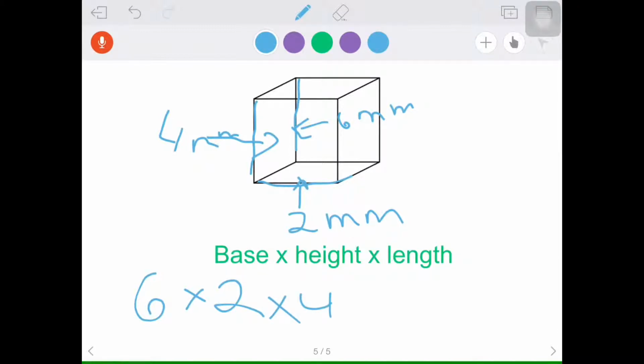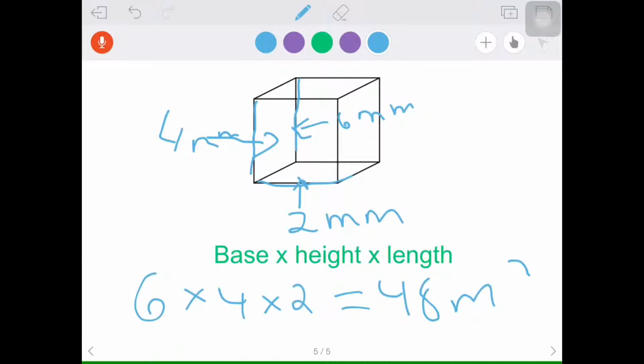If you want to break it up, you can break it up, but I'm not going to break them up. Actually, we're going to do it even a little easier. Since we have a 2, I'm going to put that last. And I'm going to put 6 times 4 times 2 instead. I know that 6 times 4 is 24, and times 2 is 48. So that would be 48 millimeters.